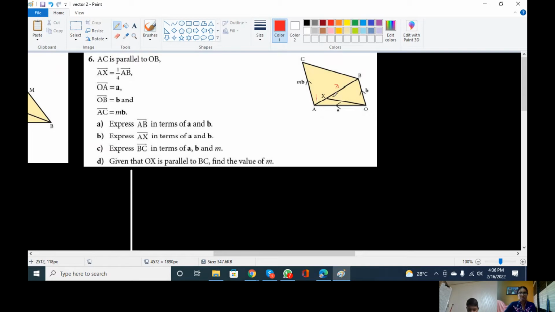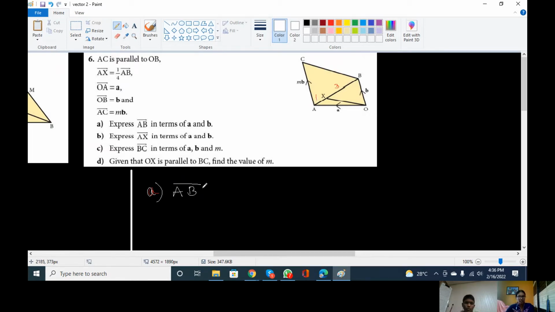OA is equal to a, they mentioned. OB is equal to b, they mentioned. And AC is equal to mb. Express AB in terms of a and b. We need to write AB here. AB in terms of a and b.